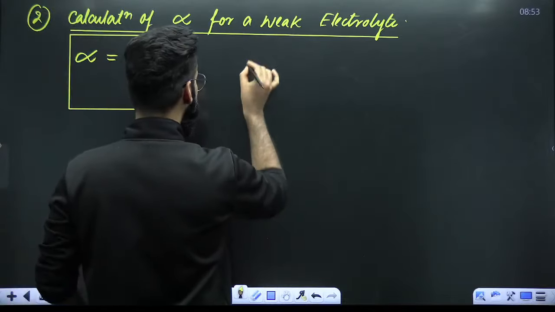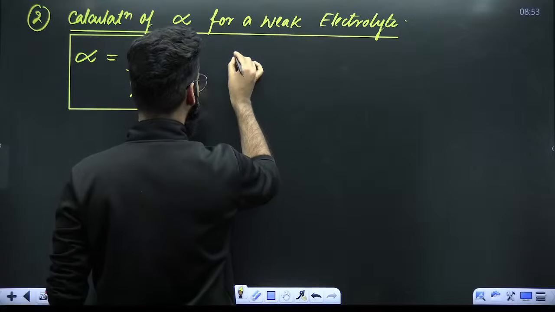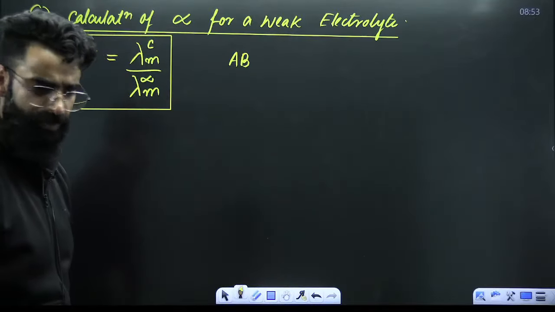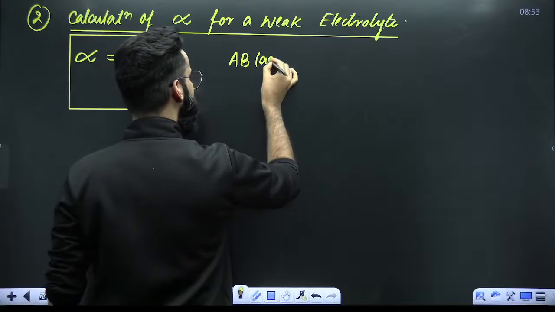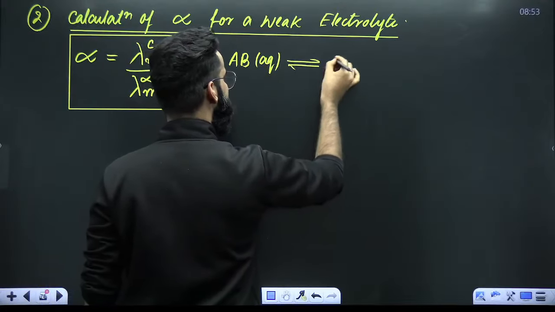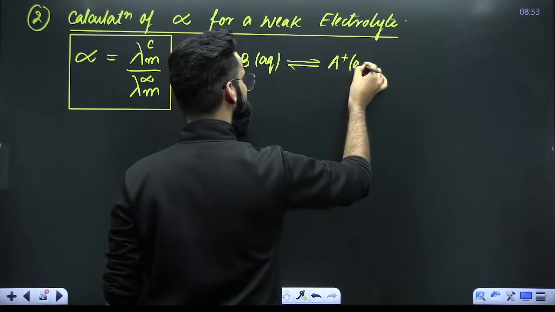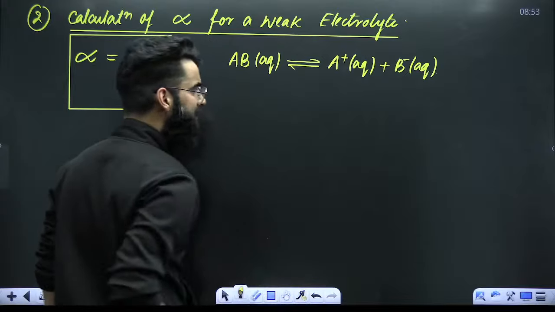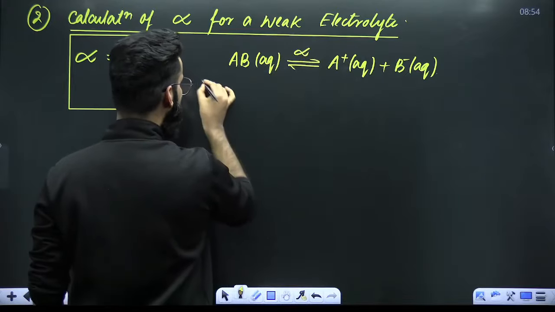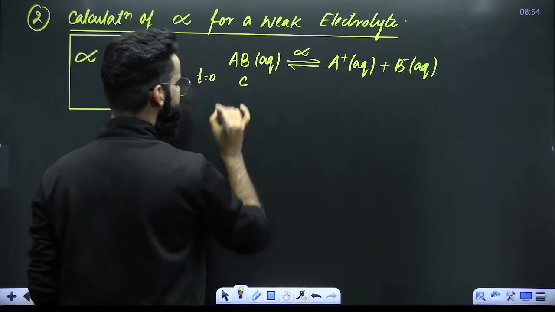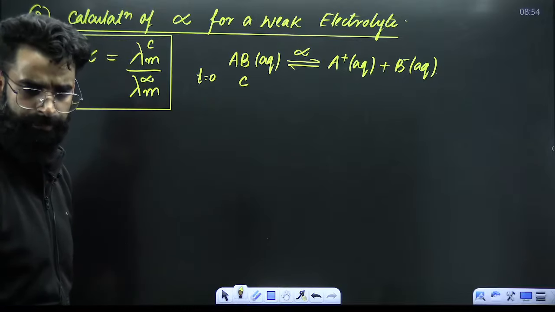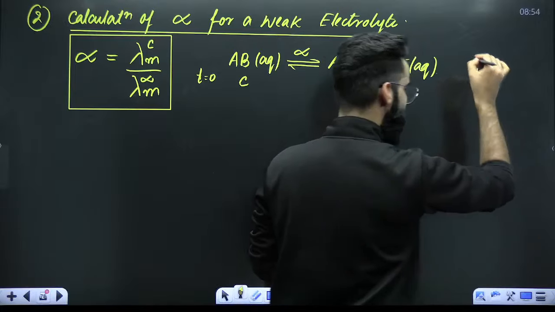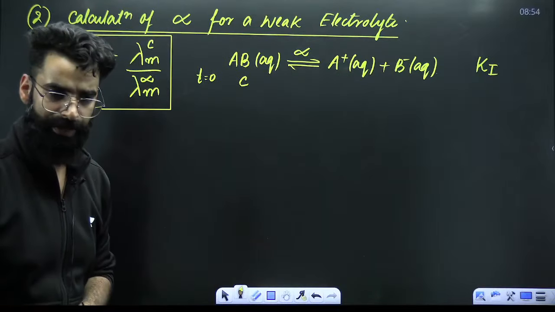Say, for example, you have got a weak electrolyte AB. If it is a weak electrolyte, it will definitely be in equilibrium with its ions. Its ions are A positive aqueous plus B negative aqueous. Correct, guys? Let's assume its degree of dissociation is alpha, and initially at time t is equal to 0, its concentration is C. I'm assuming that the ionization constant of this weak electrolyte is Ki. Ki represents ionization constant of the weak electrolyte.